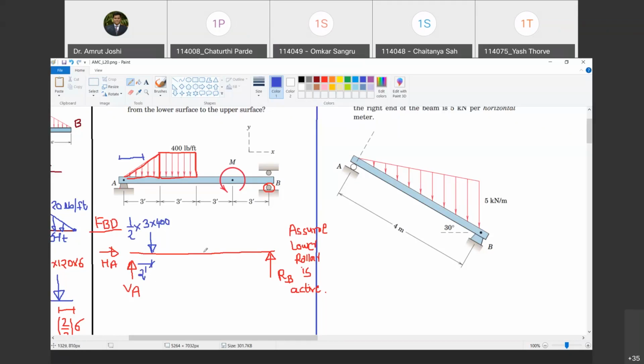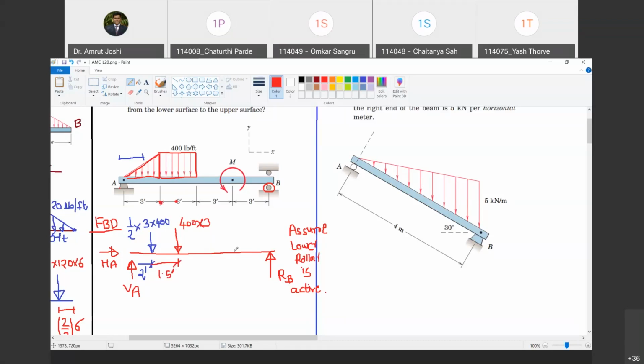2 feet. Now, what about this rectangular load? What is the corresponding area? 400 into 3. And where does it act? At the center point. So it is going to act at a distance of 1.5 from here. Do you agree with me? So therefore this distance I have shown as 1.5 feet. Happy? Yes, sir.